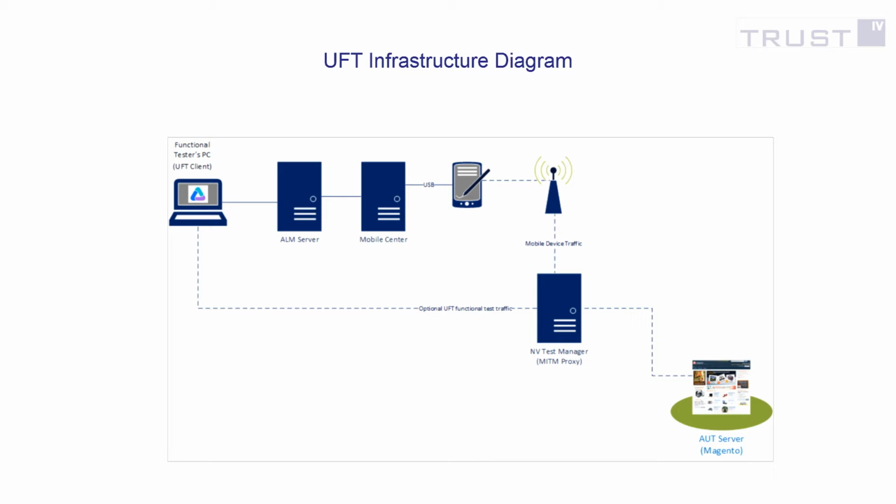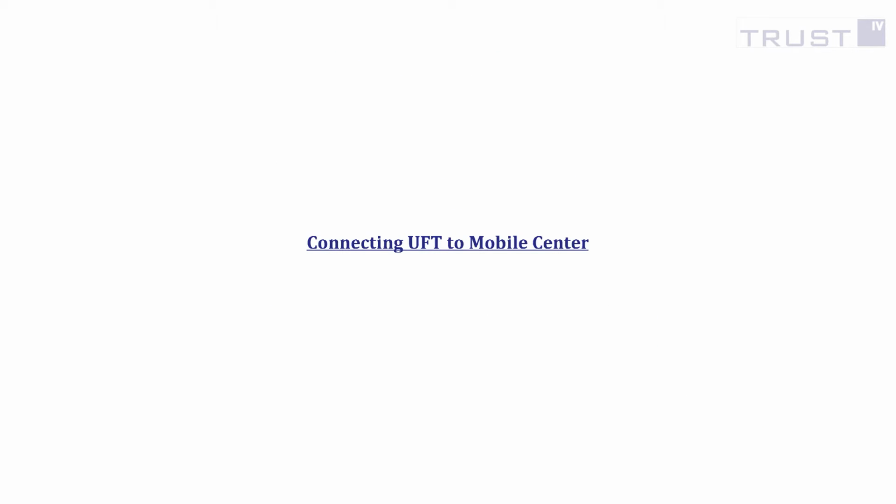In this example, we use a Nexus 7 tablet which is physically connected to the Mobile Center server via a USB cable. The USB connection allows us to remotely control the mobile device as well as see the output of the device's screen as tests run. The device is on a Wi-Fi network and traffic from the Wi-Fi network is routed through NV Test Manager to our application under test. In this case, the test application is a Magento e-commerce server and our test business process is a simple shopping journey where a customer adds items to a shopping basket and makes a purchase. The playback speed was increased 4 times for the demonstration.